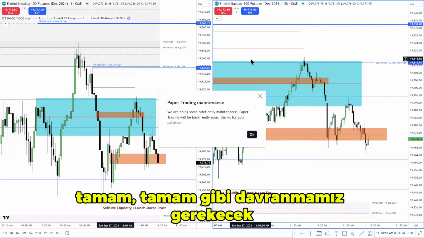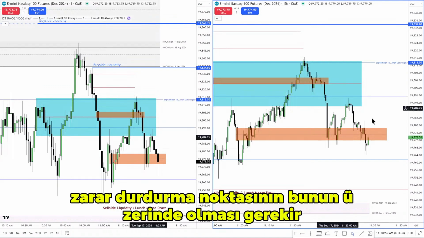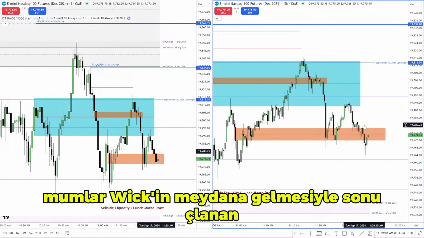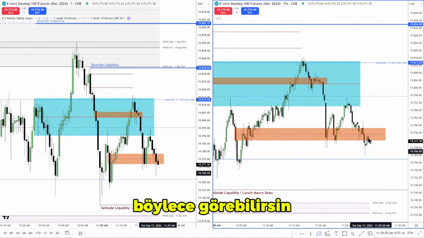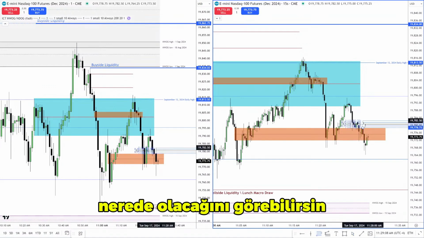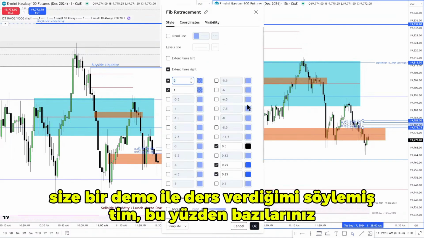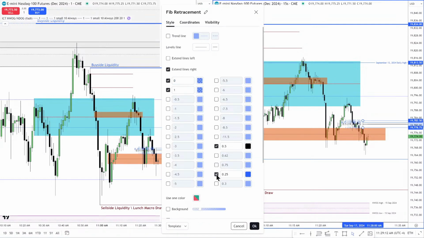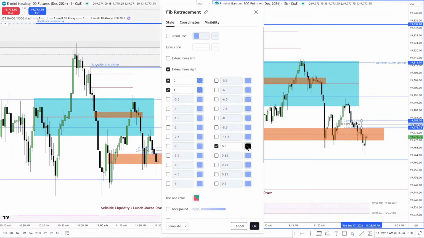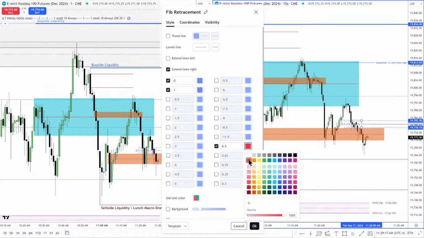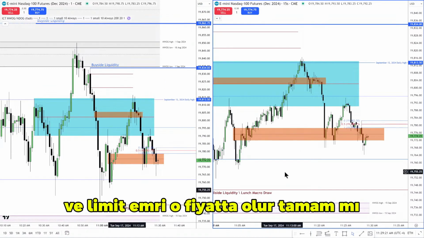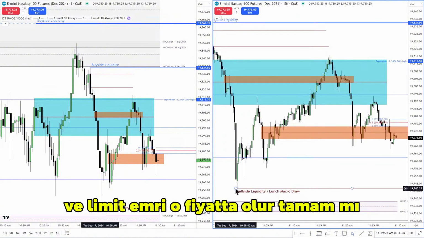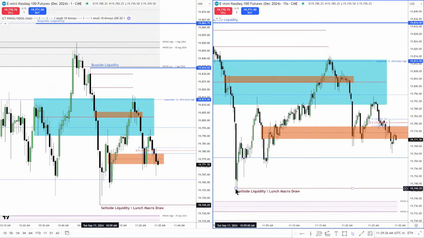Okay, well, we're going to have to pretend. The stop loss would have to be above this candlestick's consequent encroachment of the wick. That's where my stop would be, so that way you can see where it would be at. Told you I teach with a demo. It would be one tick above that, and the limit order would be at that price. Okay, 745 and a quarter.